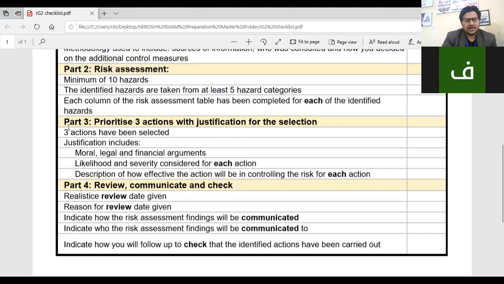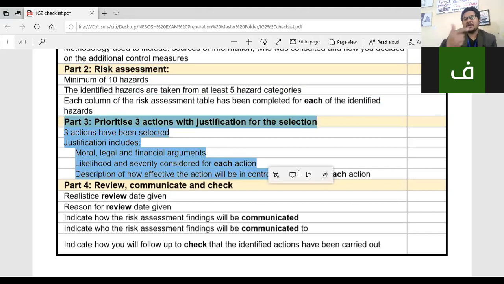That is relevant to part 3. So part 3 means only justification, legally, morally, and financially. Like we gave arguments in the scenario I shared in IG1, give financial arguments to convince your management that safety is important. Why does safety have to be considered important in our business operations?